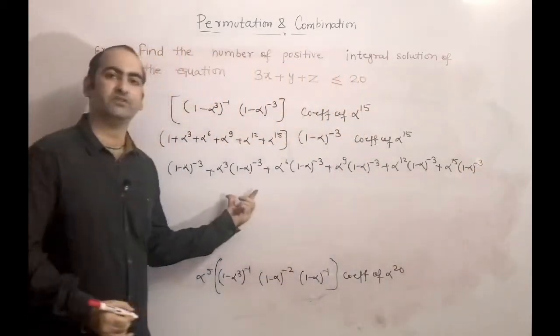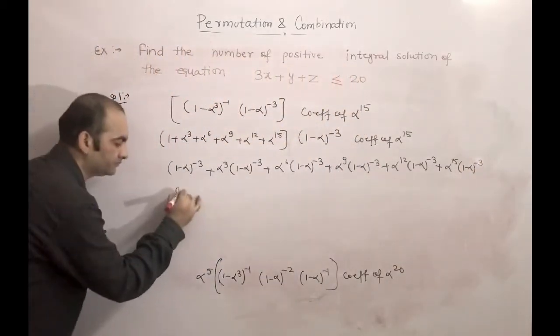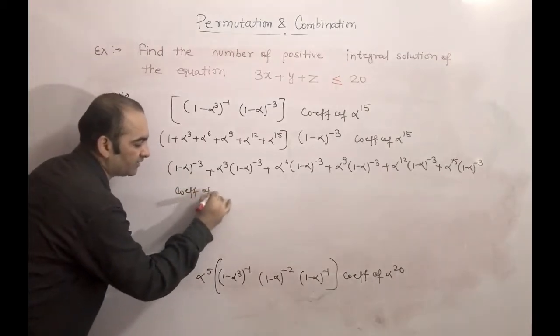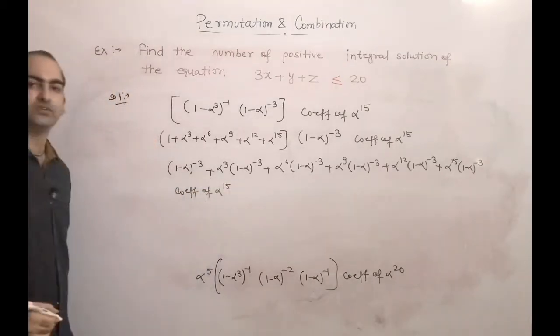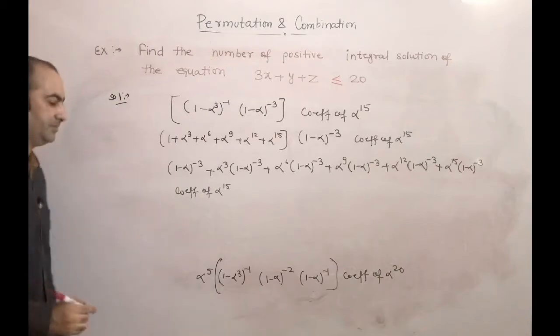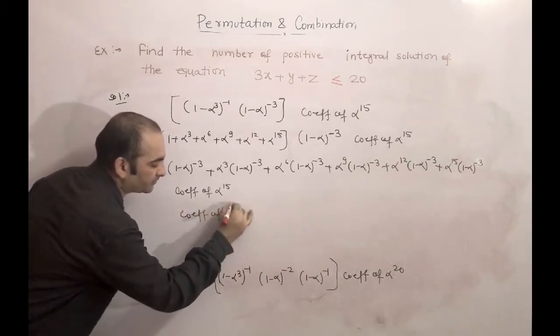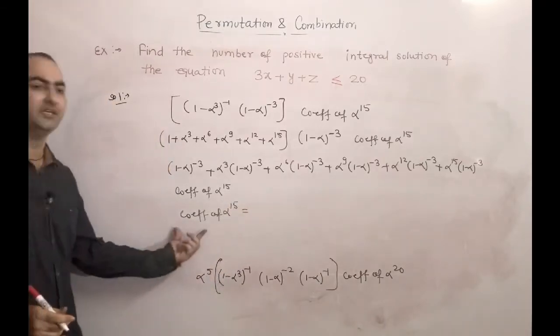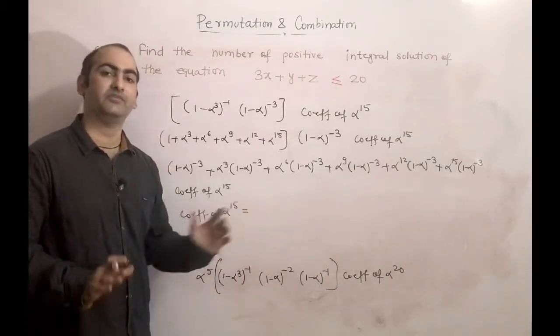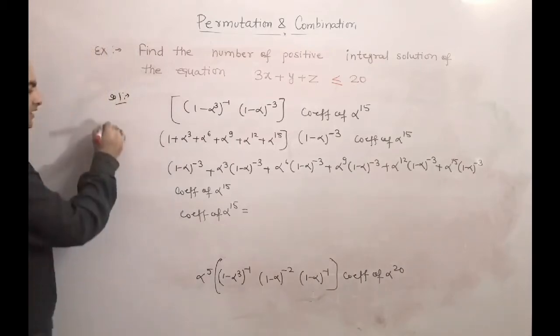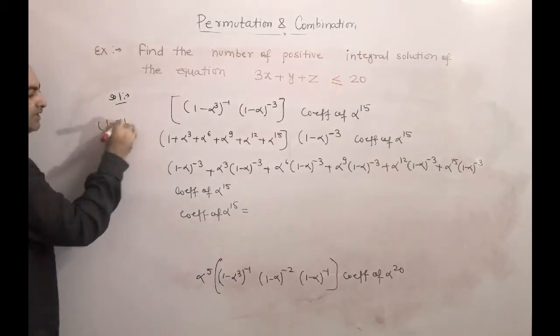Okay, so in this equation we want the coefficient of alpha power 15. So I am writing directly the coefficient of alpha power 15 in this equation. For that you have to remember one important point, that is in this expansion 1 minus x power minus n.